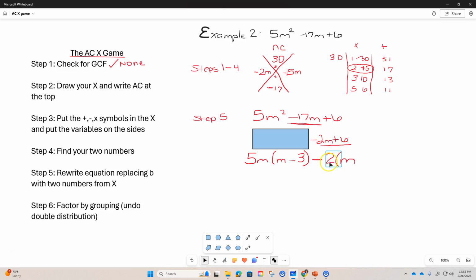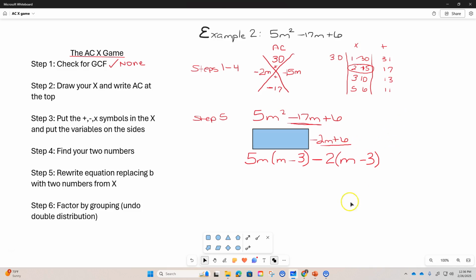Now, notice that I have this negative that was out front, this negative 2, which is what I'm going to have to distribute. So negative 2 times what will give me a positive 6? When I factored out that 2, it wasn't really just a 2, it was a negative 2. If I'm multiplying negative 2 times something to get a positive 6, that something has to be negative. Negative 2 times negative 3 will give me a positive 6.